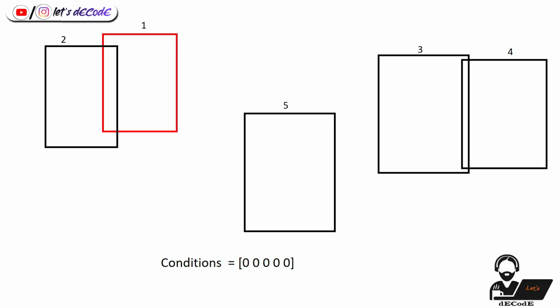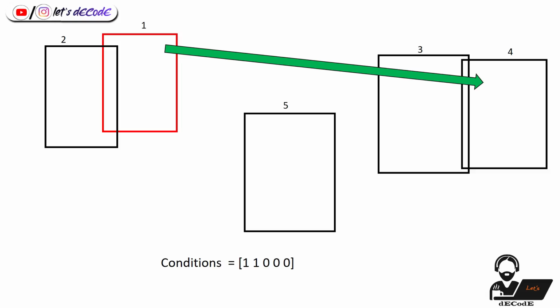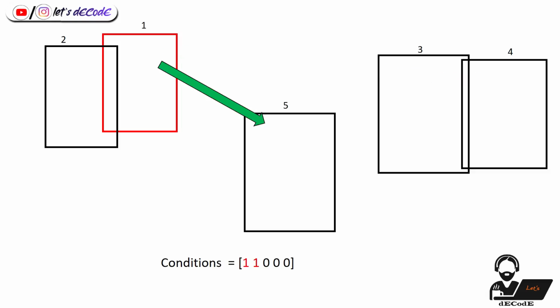Start with the first box. We find the distance between 1 and 2. As they are close, we increase the elements corresponding to those positions. Here we increase the first and second elements by 1. Now we find the distance between 1 and 3. As they are far, we don't make any changes to the conditions matrix. Similarly, we check 4 and 5 also. As they are also far from 1, no changes are made to the conditions matrix.